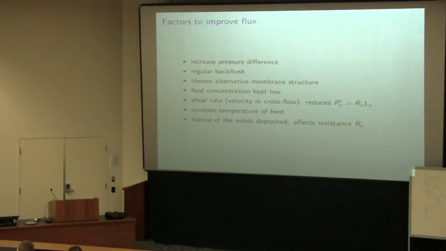So by regular backflush, we would be able to decrease our resistance. We could also choose a different membrane structure and alter the membrane's resistance. We would alter our feed concentration. That would reduce the amount of caking that we're forming, so it would reduce the length of the cake. If we increased our shear rate, that velocity in the cross flow, that would decrease LC, the length of the cake. The temperature of the feed would decrease the viscosity, and then finally, the nature of the solids deposited would affect RC. So let's just think about that for a minute.